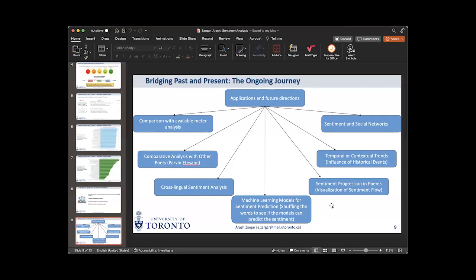And then we have some other applications as well. For example, social media data is also accessible. We can find which poems are more famous or which poems have been shared after some specific events, and then analyze the sentiments of those poems and the feeling of people as well.